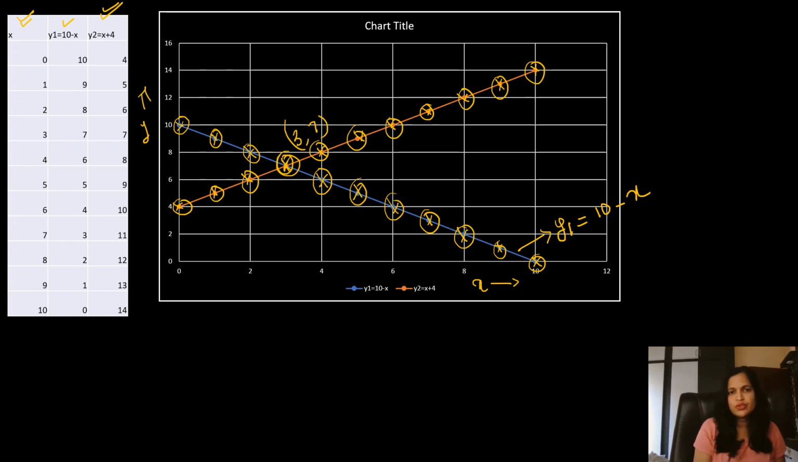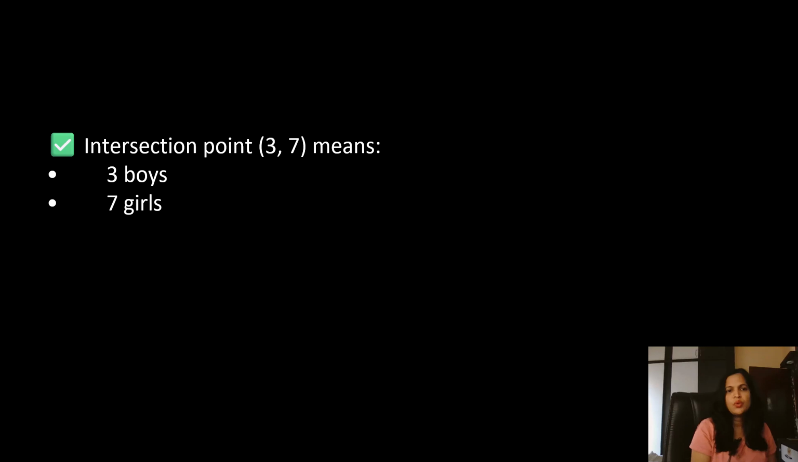These are the roots or the zeros of the equations. That means you get the same value. See here at (3, 7), you get 7 and 7. The y values are the same when x is 3. You find the zeros or the roots of this equation. So the intersection point is (3, 7).